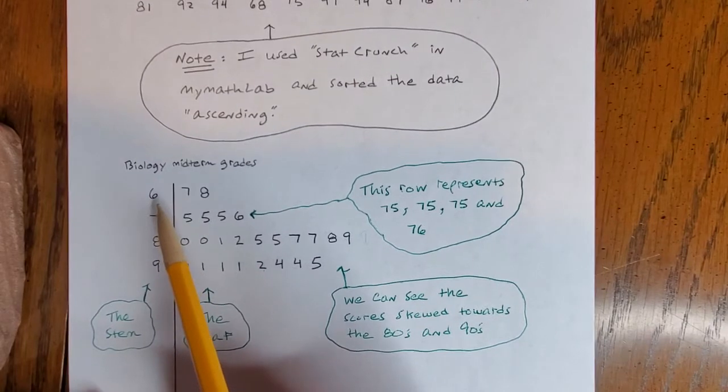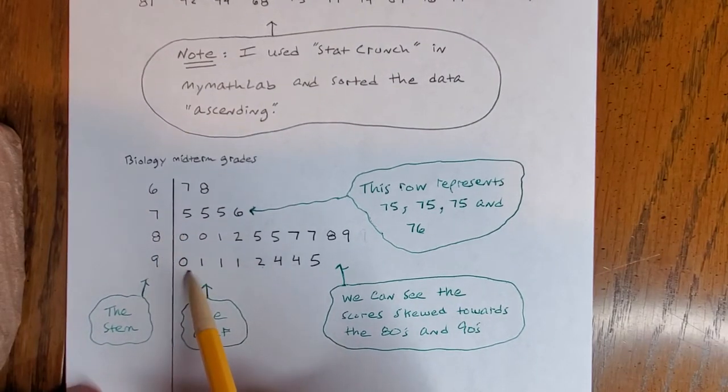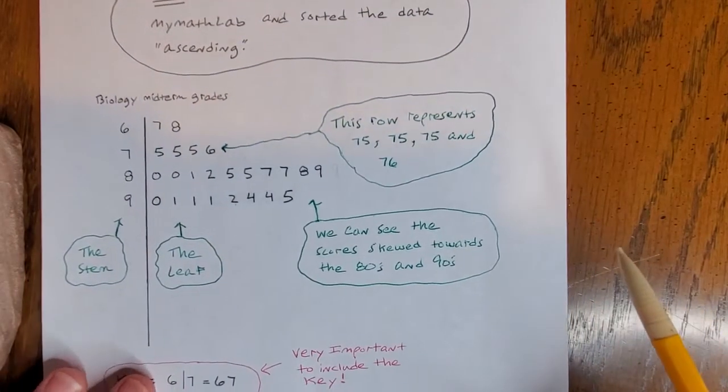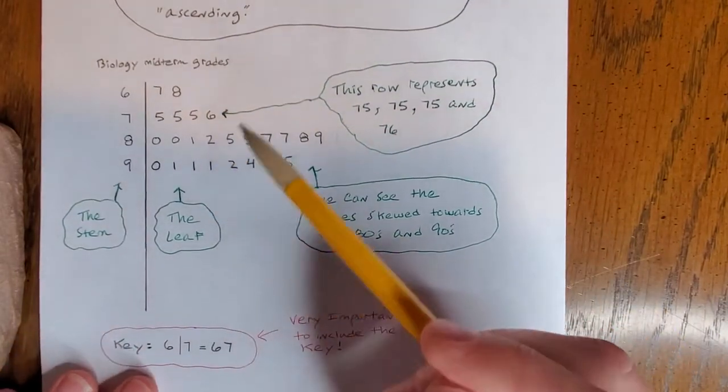So you can think of this as 60s, 70s, 80s, 90s. The 9 and the 0 means there's a 90. The 9 and the 1 three times mean there's three 91s, and so on, okay? So that's what a stem and leaf plot is.